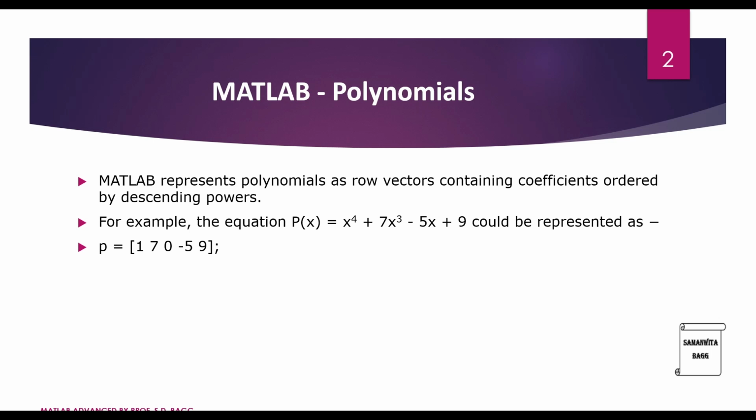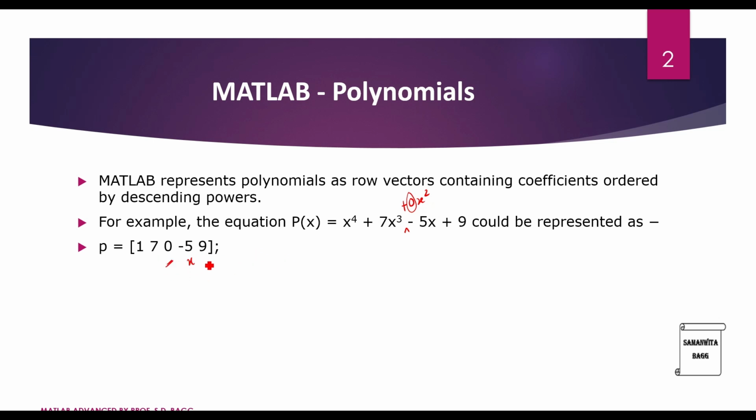For example, the equation p of x is equal to x raised to 4 plus 7x cubed minus 5x plus 9 could be represented as p is equal to 1 is the coefficient of x raised to 4, 7 is the coefficient of x cubed. After x cubed, there should be x square, which is not seen here. So we can also write this as 0x square. Over here, we can also write plus 0x square. So 0 is a coefficient taken here for x square.